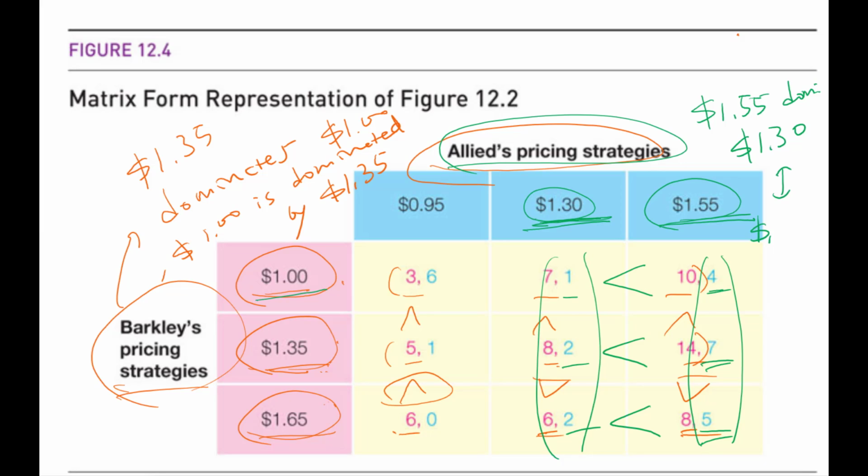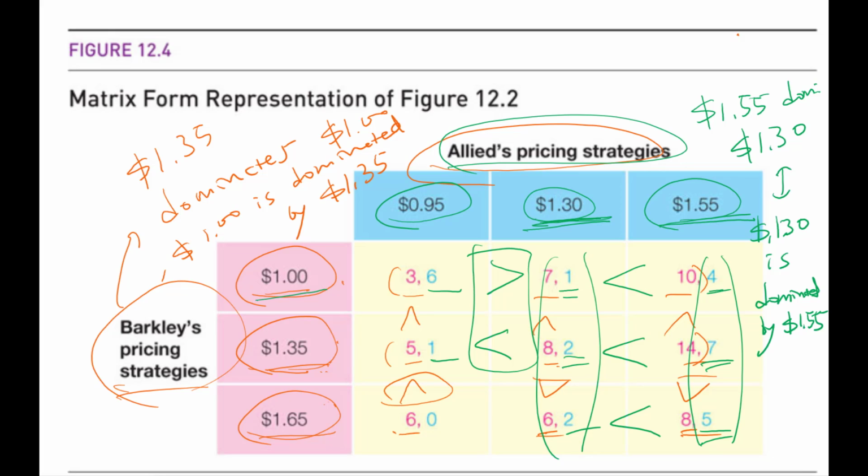the $1.30 strategy is dominated by $1.55, right? Then what about this one? You can say 6 is better than 1, but 1 is less than 2. So again, you can see the different direction of inequality. So neither of these two strategies dominate each other.